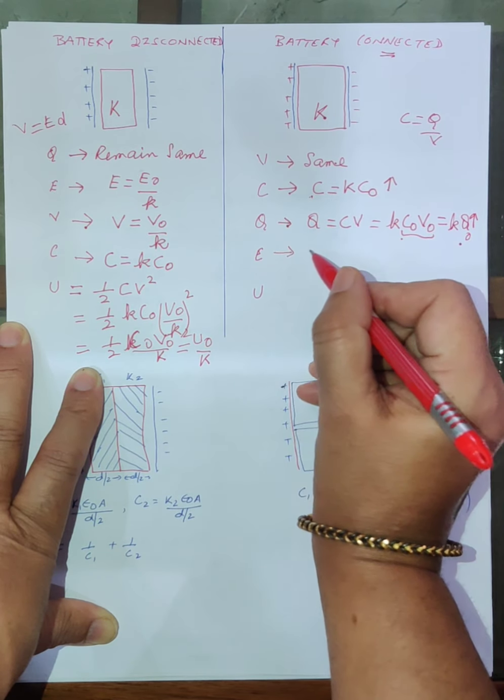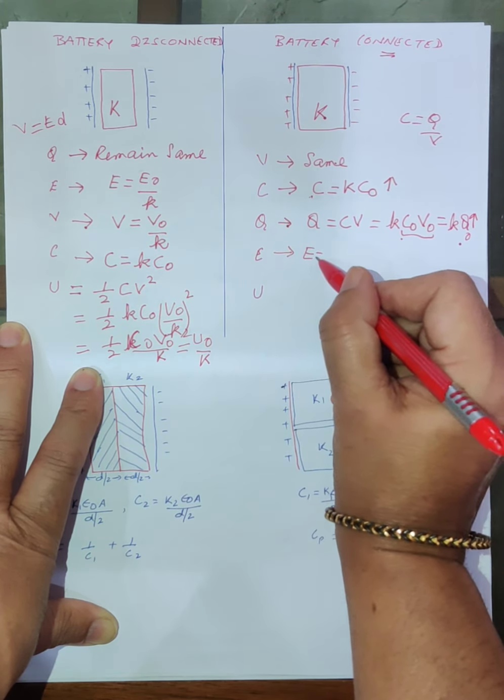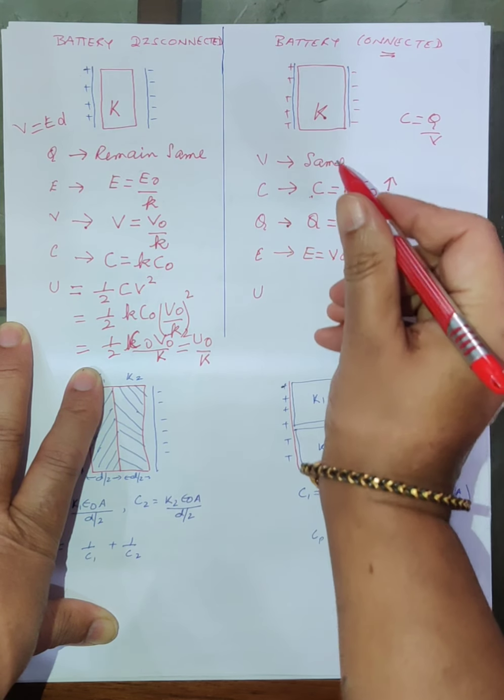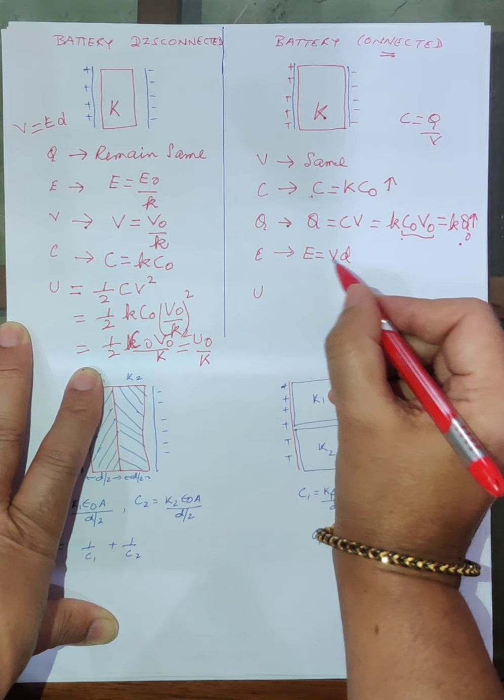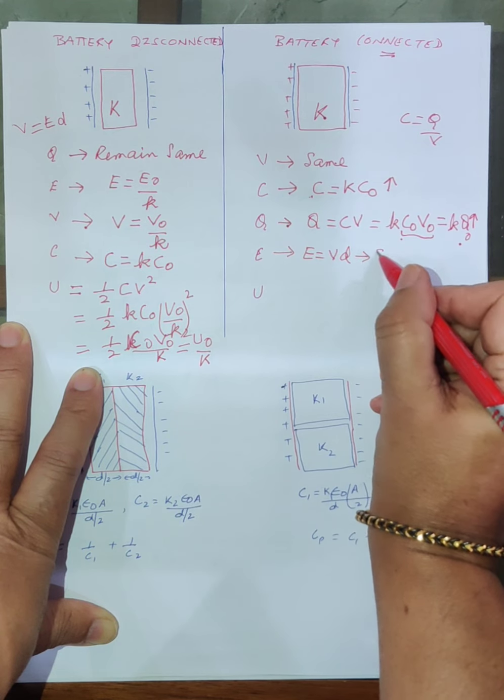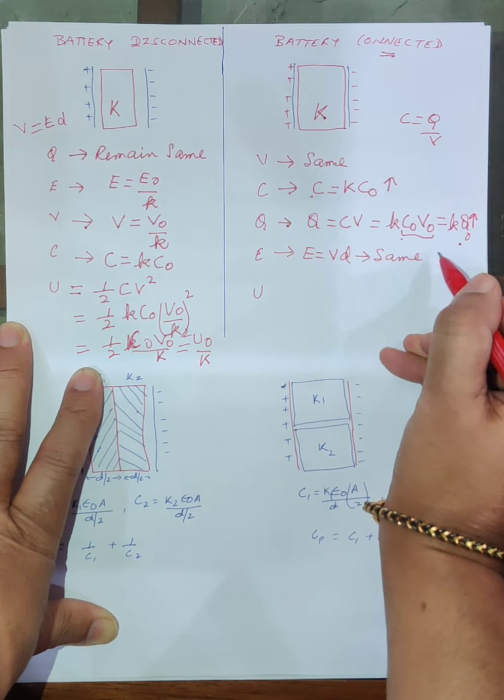Now what will happen to the electric field? Now what is the electric field? Electric field is V upon D. Now my V remains the same. If V remains the same, D is constant. That means my electric field will also remain the same.